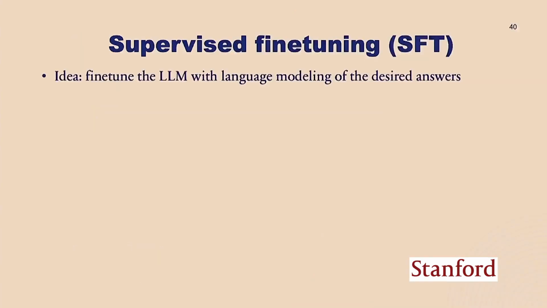Okay, SFT. So supervised fine-tuning is really exactly what I just said, which is the idea of fine-tuning the large language model on basically the desired answers that are collected from humans. So why is it called supervised fine-tuning? Because you basically want to do language modeling on the real answers. So language modeling is this next word prediction, and that's the fine-tuning part. And then you want to do it on desired answers given by humans. So that's why we call it supervised.